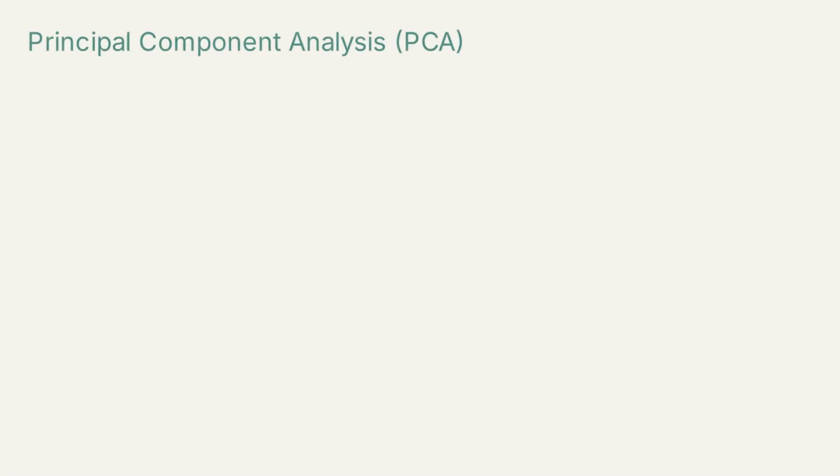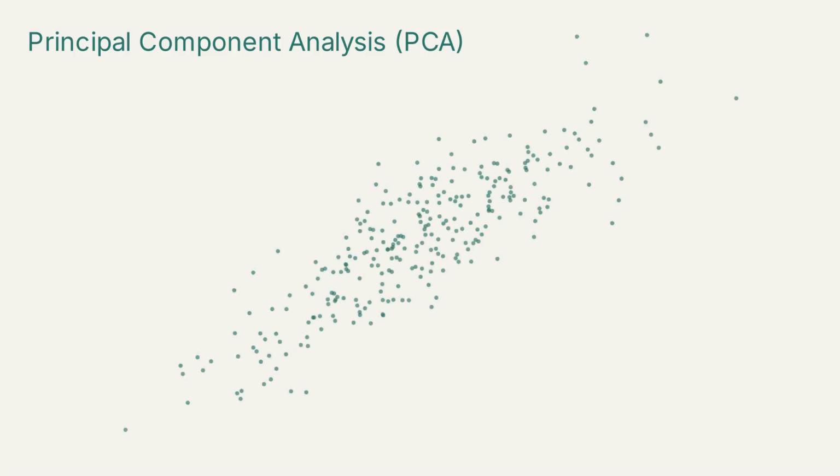Beyond images, SVD is the engine behind Principal Component Analysis, or PCA, one of the most widely used tools in data science. Imagine a dataset of hundreds of people, each described by dozens of measurements. That's a cloud of points in a very high-dimensional space. Impossible to visualize. PCA uses SVD to find the directions along which your data varies the most. The axes of greatest spread.